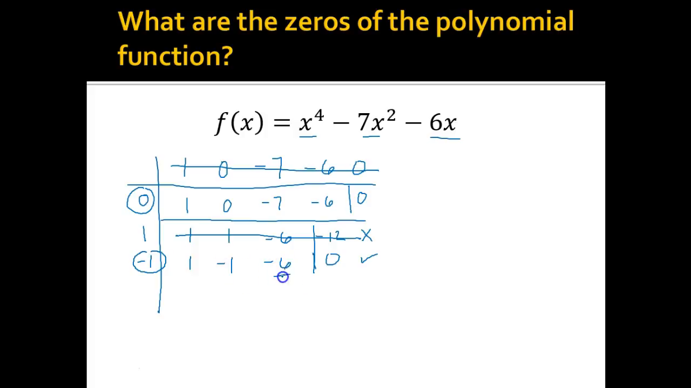Notice that the last number there is -6. So we can keep on plugging in our factors of -6 and trying to find which ones come out with a remainder of 0. But because there's only 3 coefficients left, that means there's 2 factors left. This is x squared minus 1x minus 6. We can use the quadratic formula and get the answer right away.